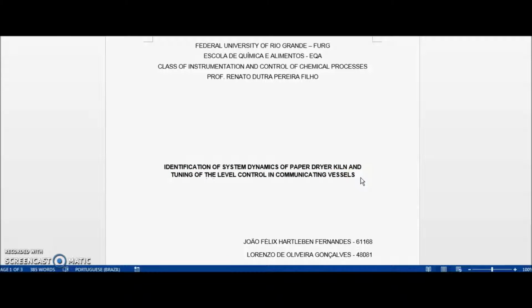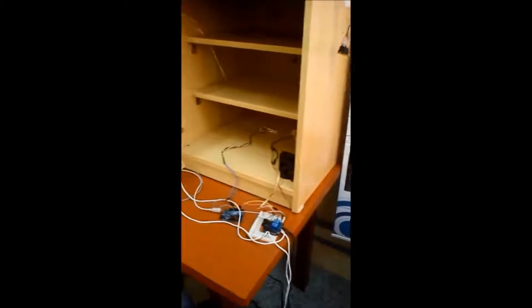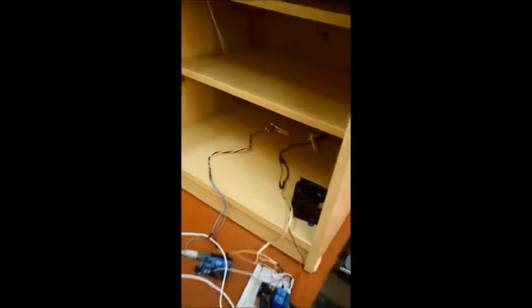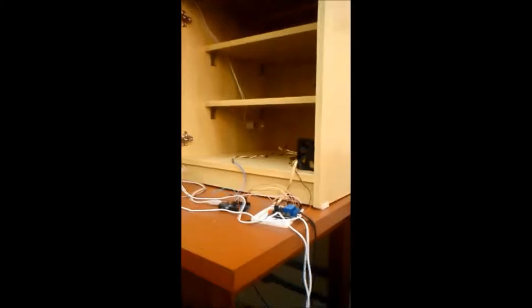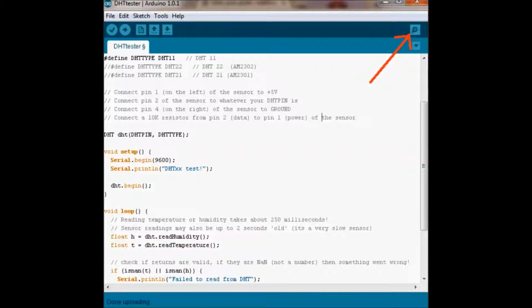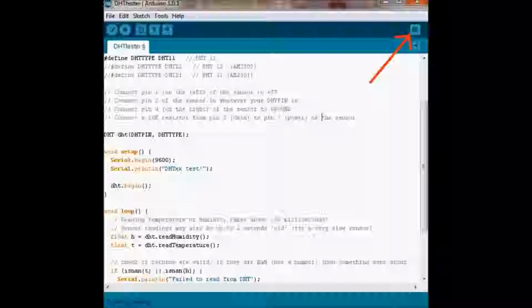of communicating vessels. For the identification of the kiln dynamics, the DHT11 and LM35 sensors were adapted to the system, which will measure humidity and temperature inside the kiln, providing the necessary data for the identification. The sensors are connected to the Arduino Uno board, which is connected to the computer, and by means of the Arduino interface, the code capable of turning on the sensors was programmed, and the serial monitor of the interface receives the data from the sensors. A 60-watt light bulb was used for the experiment.